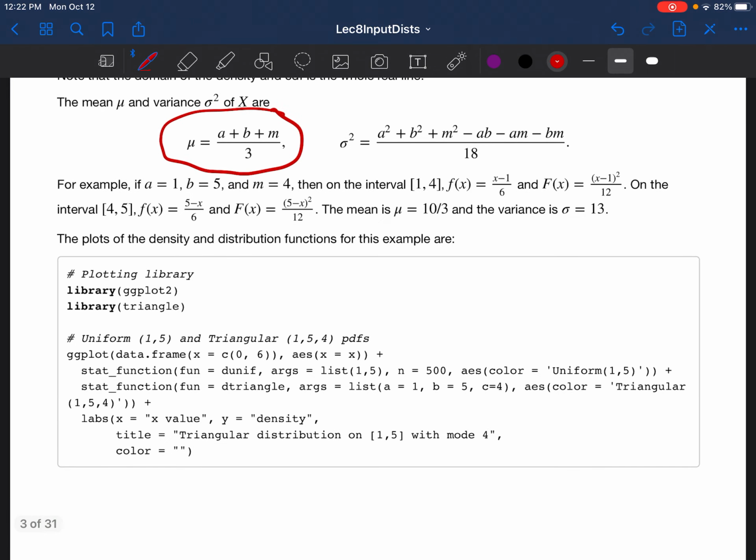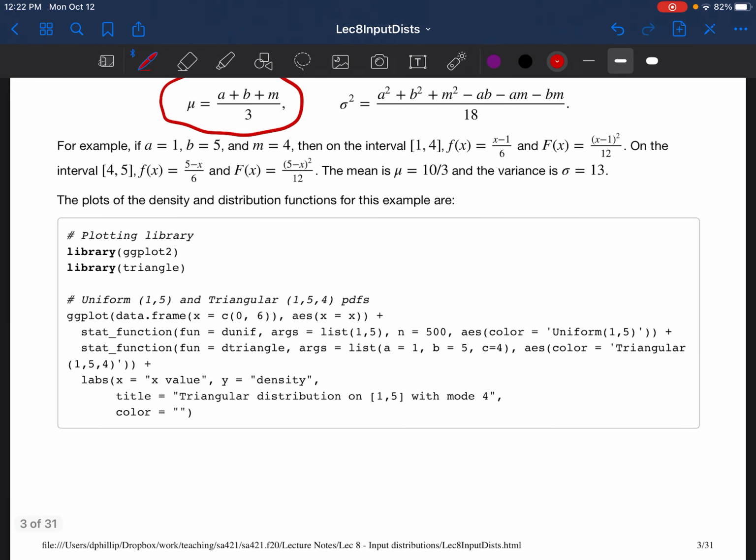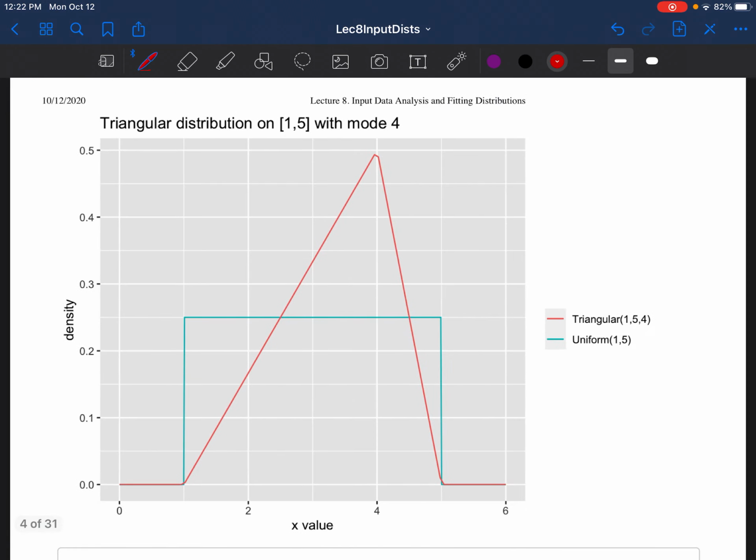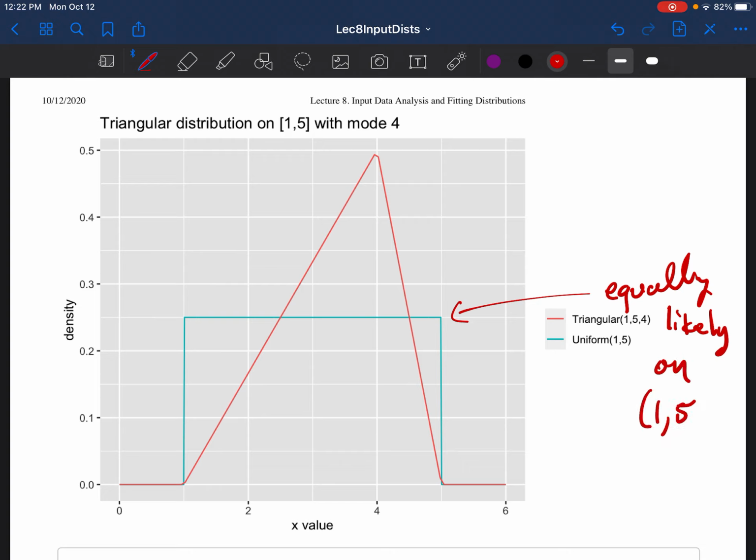Okay, so here is some R code again. And we're going to now be able to plot our distributions so we can get a sense of what they look like. And you can see that the uniform distribution is the one in blue. It's just uniform, like that straight line across, which of course makes everything equally likely on the range. And then the triangular, you see why it gets its name. It has this triangular shape in red here.